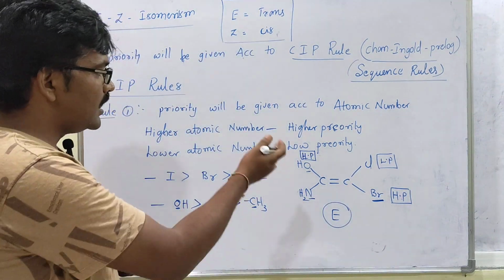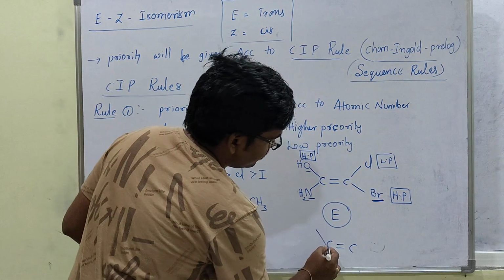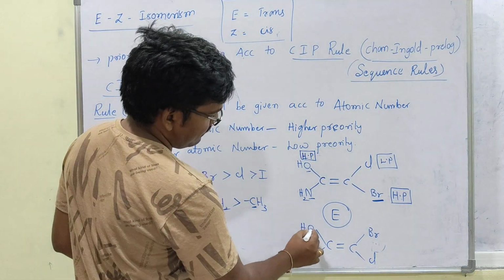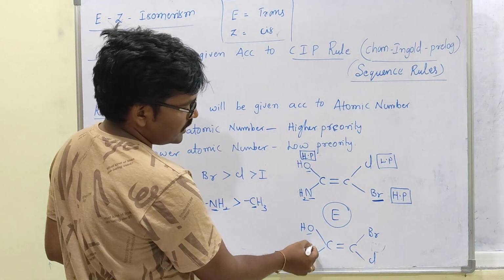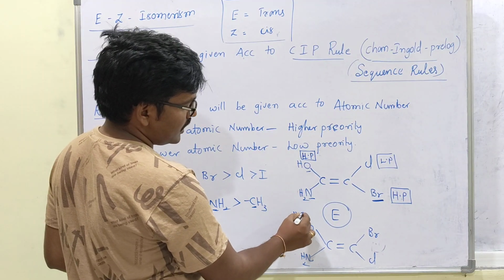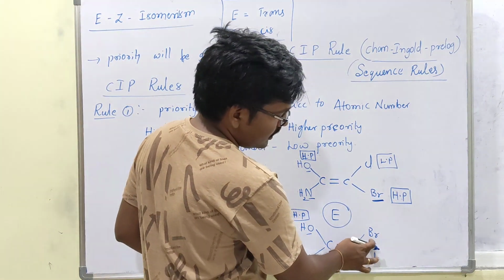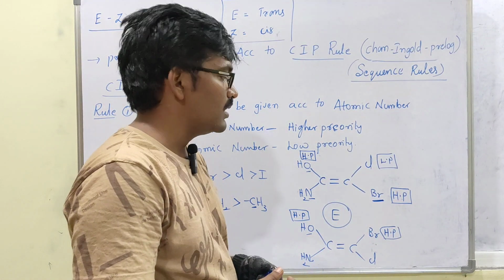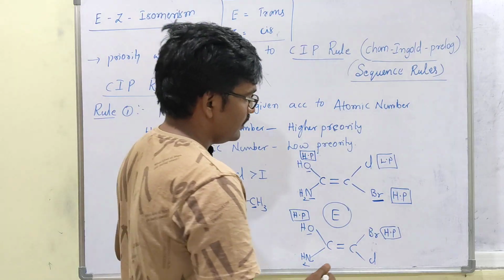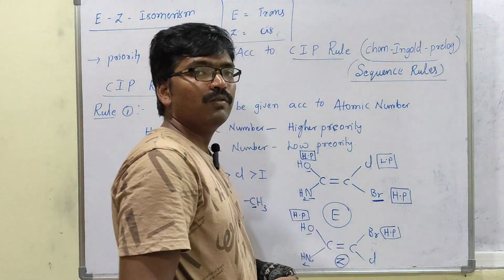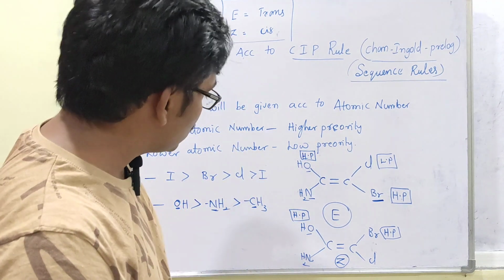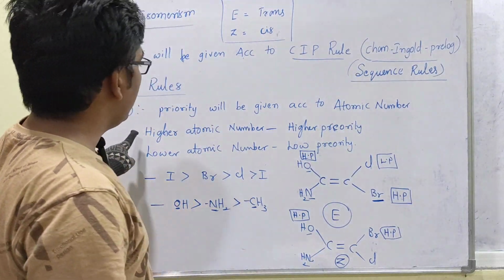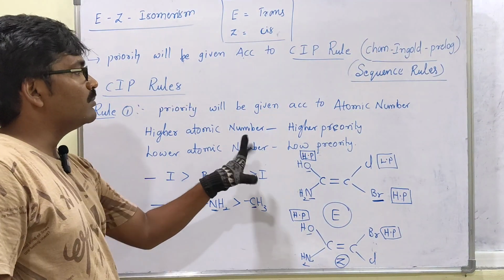E isomer. In the same compound, C double bond C, with Br, Cl, OH and NH2: oxygen and nitrogen, oxygen has the higher atomic number, higher priority. Chlorine and bromine, bromine has the higher atomic number, higher priority. When the higher priority groups are on the same side of the double bond, we call it a Z isomer. So this is the EZ isomer. Understand, my dear students? This is the first rule. Rule number 1: priority is given according to atomic number. Higher atomic number, higher priority. Lower atomic number, lower priority.